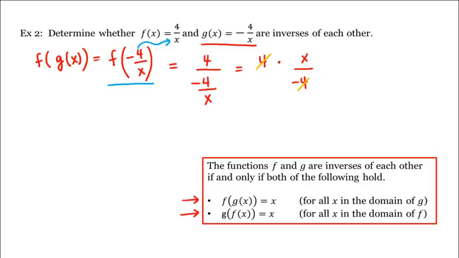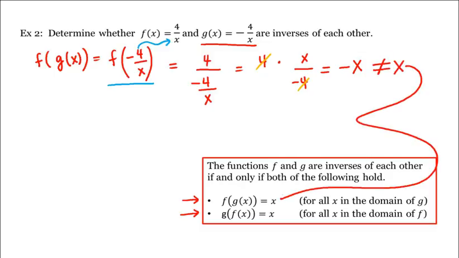However, we're still left with a negative 1 in the denominator, which means this is equal to negative x. It's not equal to x. So this is not satisfied. So these will not be inverses of each other. But let's, for the fun of it, compute the composition in the other direction.